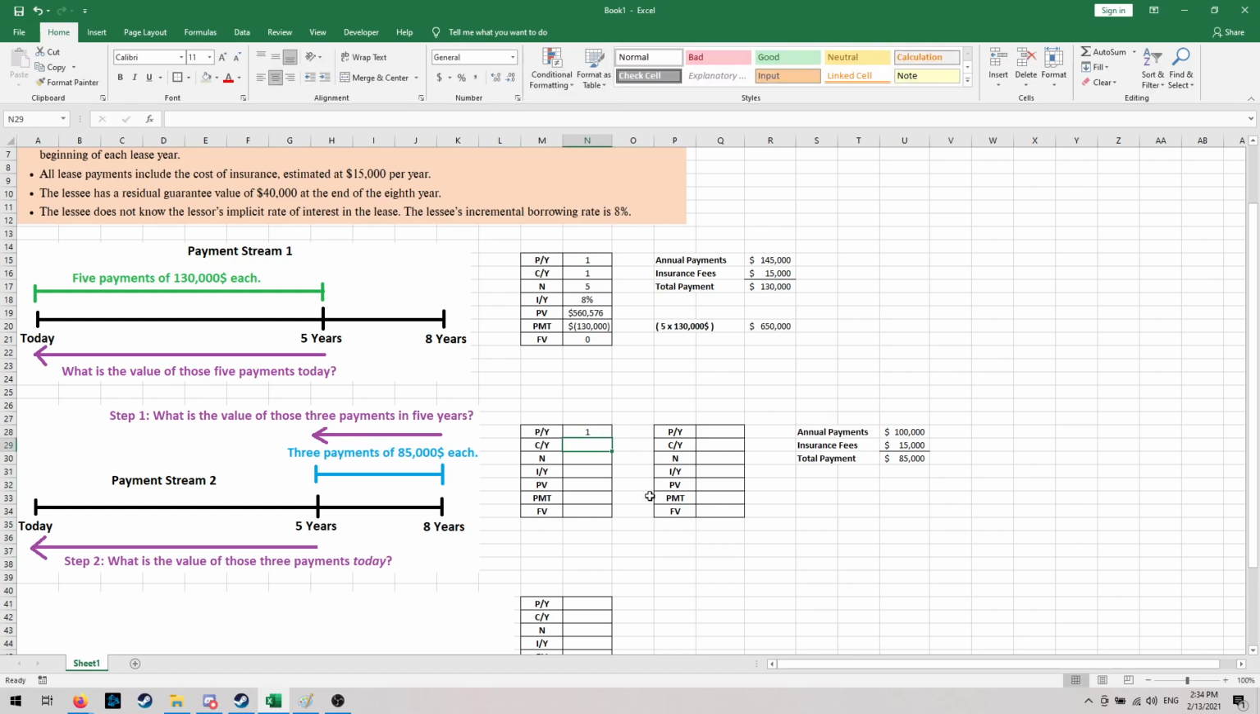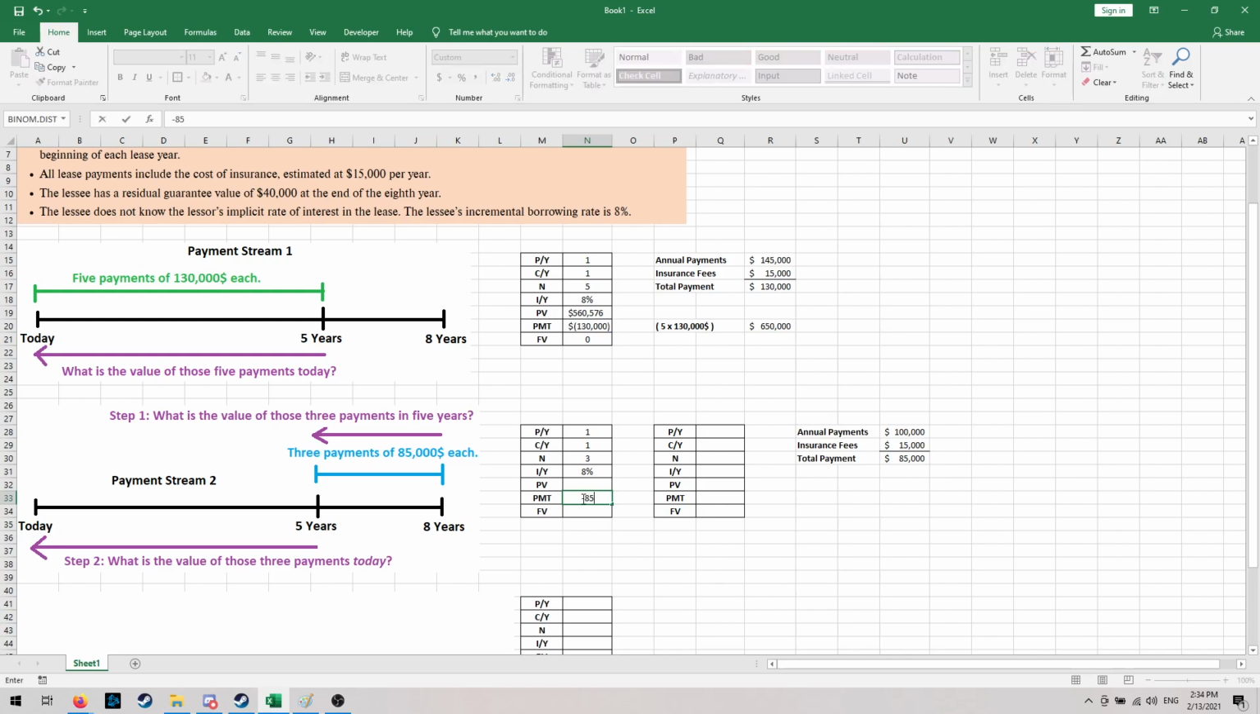1 payment per year, and again, since the compounding periods aren't mentioned in this question, we're going to assume that they equal the payments per year, 1. N, this time it's going to be 3 because we're moving back in time 8 years to 5 years, and that's only 3 years worth of payments. The interest per year is the same. The PV we don't know.